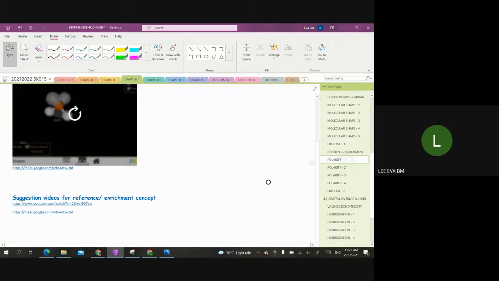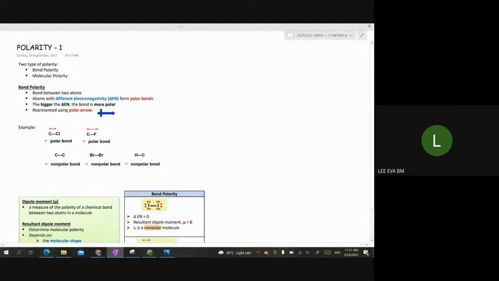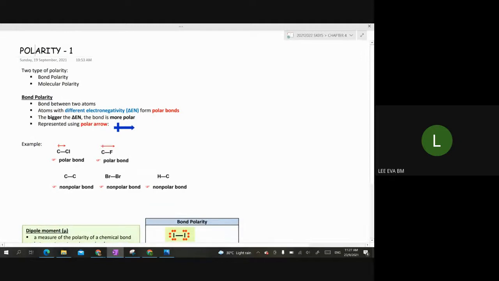Okay. So our next subtopic, still under 4.2, is about polarity. Make sure you understand and know how to do Lewis structure, molecular shape, then only you can apply polarity. Kalau Lewis structure salah, molecular shape salah, polarity dia tentu akan salah. Dia depends kepada awal-awal punya. Okay, so let's just do this.